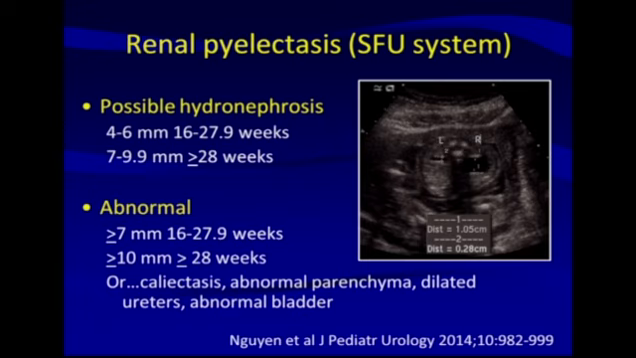And their criteria are broken down into the second and third trimester. You can see in the second trimester, 4 to 6 millimeters AP diameter of the renal pelvis is considered possible hydronephrosis, but if it's greater than or equal to 7 millimeters, it's considered abnormal. In the third trimester, you get a little bit more leeway. 7 to 9.9 millimeters would be possibly hydronephrosis, and greater than 10 would be considered abnormal. Certainly, if you see caliectasis, abnormal renal parenchyma, dilated ureters, or an abnormal bladder, regardless of the measurement, this would be considered to be abnormal.